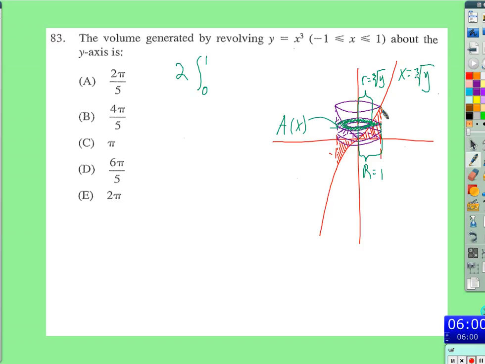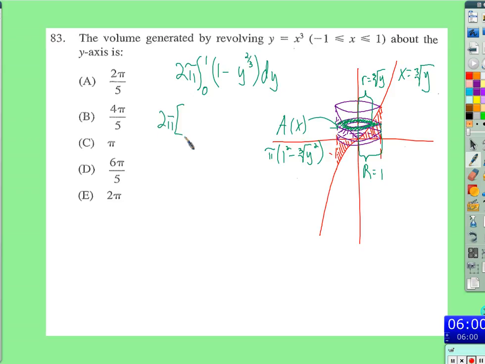Okay. So the area will be pi times big R squared minus little r squared. Little r is the cube root of y, squared. You get 1 minus y to the 2/3, dy. And from here, it all works out just like it should.